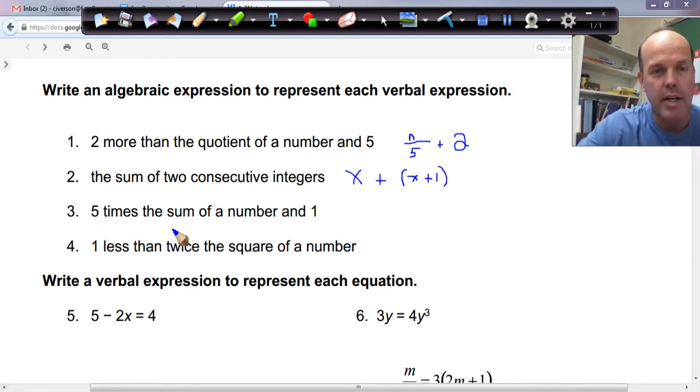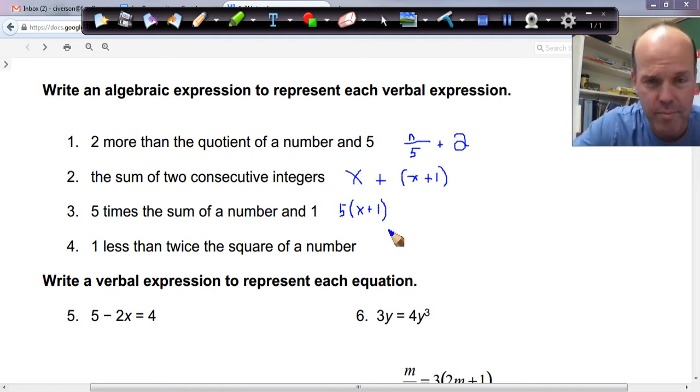Number 3, 5 times the sum of a number and 1. So 5 times, what are we multiplying by 5? The sum of a number and 1. That becomes x plus 1. And then we're going to multiply that whole thing by 5. Mind my handwriting, I'm writing with the stylus here on the mouse. I'm waiting for my pen mouse to show up.